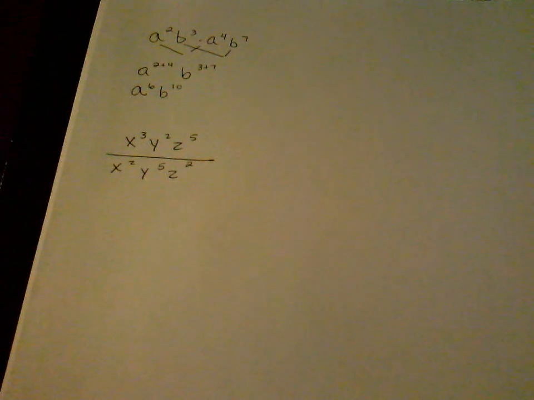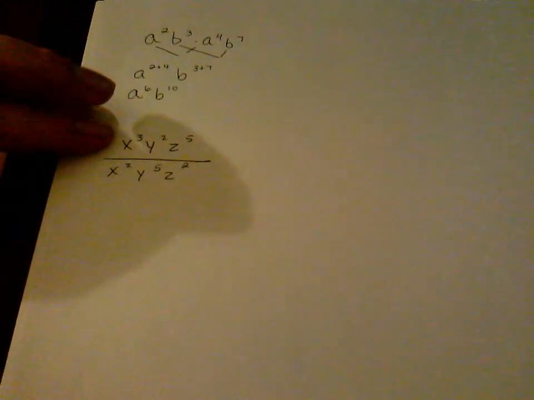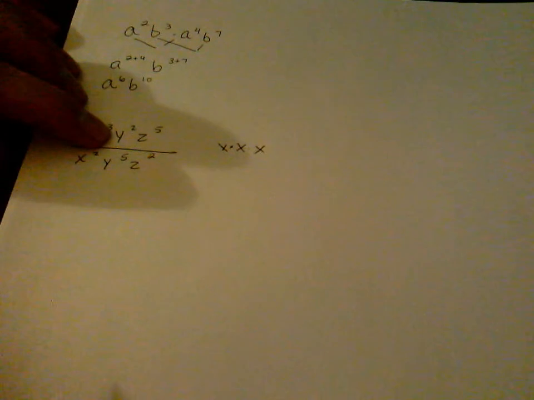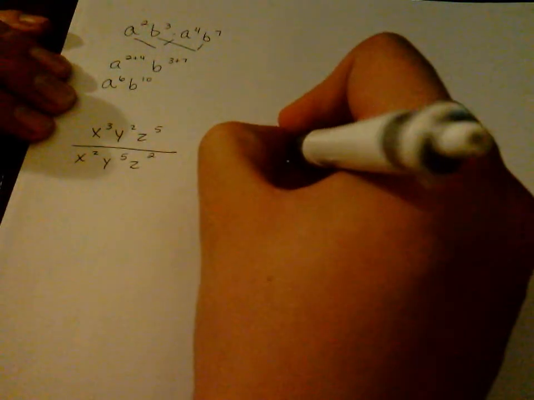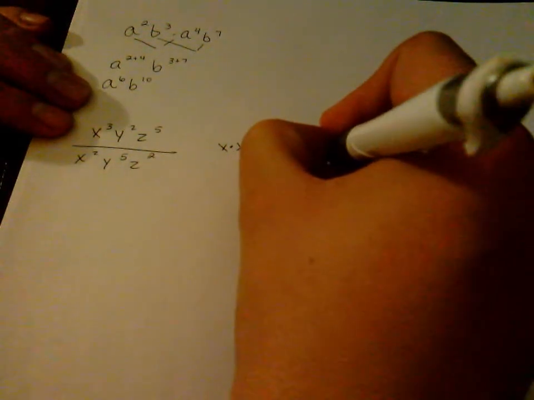Now, we can do one of two ways here. I'm going to show you both ways. So first, we can actually expand this entire thing out, because when it comes to division, it gets really hard for students to understand this. So I'm going to expand this out. So this is for x to the third power, that means we're going to have x times x times x. Y to the second means we're going to multiply by y twice, and then z to the fifth we're going to multiply by 5 times.